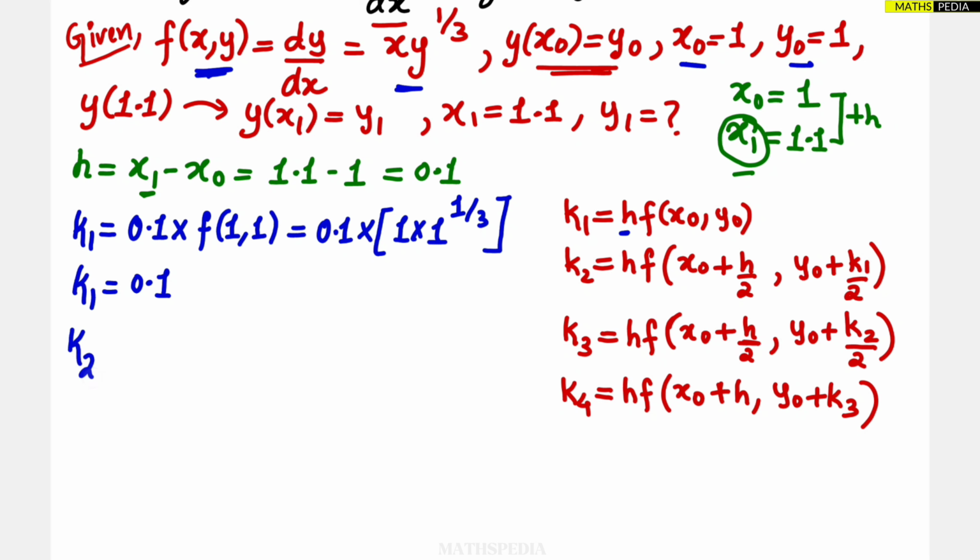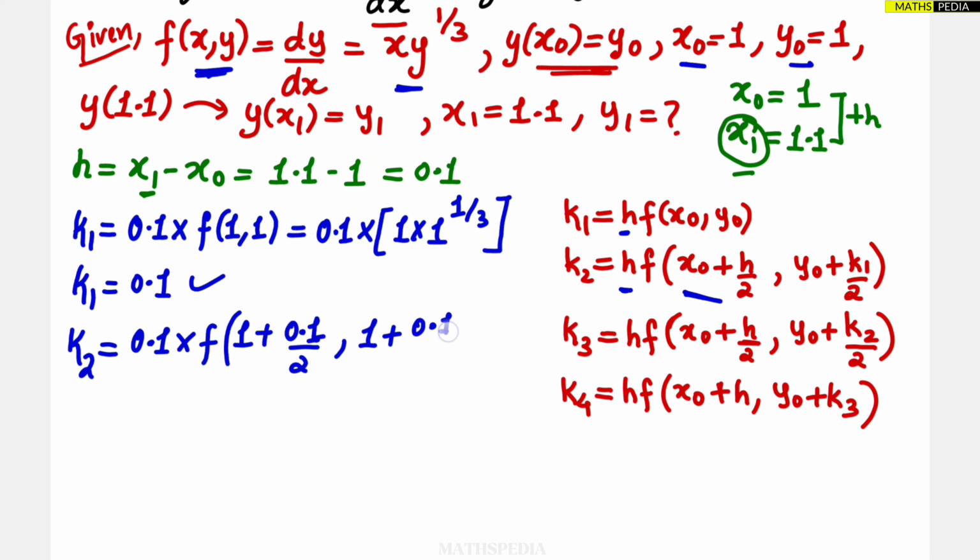Next, we'll go for k2. The formula you have to remember: h again, so 0.1 into function of, now the function has changed, x0 plus h by 2. What is x0 value? 1, plus h value 0.1 by 2, comma, y0 value again 1 plus k1 value. Now k1 is the previous value we calculated, 0.1 by 2. So the k2 value becomes 0.1 into function of 1 plus 0.05, it is 1.05. Here also again the same thing, 1.05.